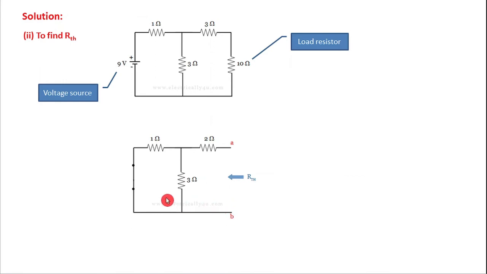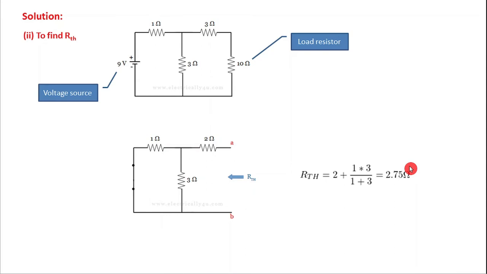If you observe the circuit, this 1 and 3 ohm are in parallel with each other, right? So this parallel combination is in series with a 2 ohm resistor. Very simple, these two are in parallel and this is in series. So the equivalent resistance can be obtained as 2 plus 1 into 3 divided by 1 plus 3 is equal to 2.75 ohm. So we get the Thevenin's equivalent resistance as 2.75 ohm.